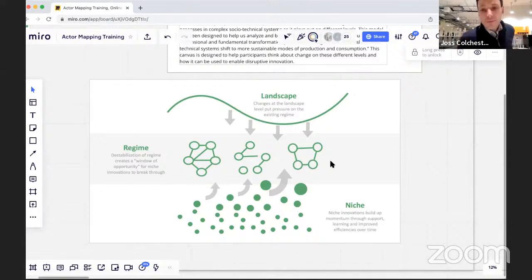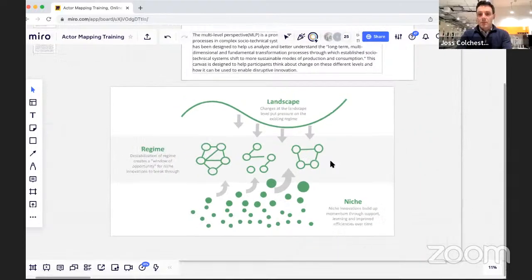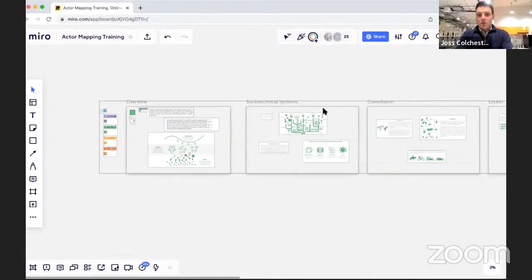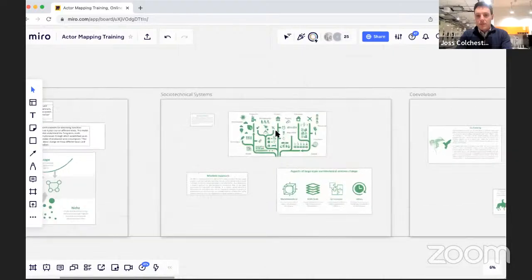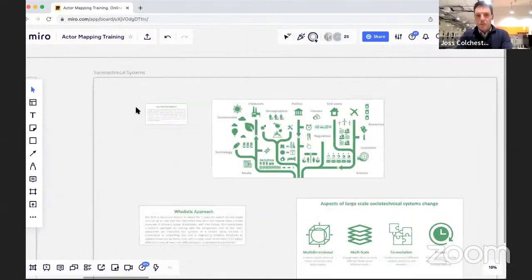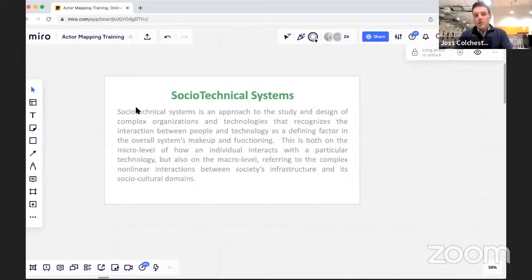So that's what we talk about, and we're going to unpack that. Obviously, what I just talked about is a very high-level overview, and we're going to unpack some of the different dimensions to that and exactly how this works. So the first thing is this idea of a socio-technical system. This is an approach to the study and design of complex organizations and technologies that recognizes the interaction between people and technology as a defining factor in the overall system's makeup and functioning.